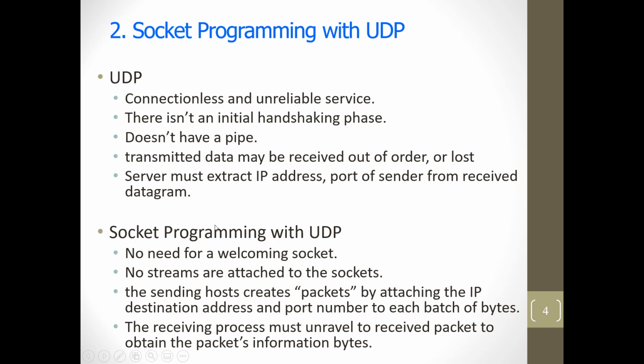Now, as far as socket programming with UDP is concerned, there is no need for any welcoming socket. You need not create any welcoming socket here. No streams are attached to the sockets. The sending host creates a packet by attaching the IP destination address and the port number to each batch of bytes. Just adding the IP address and port number is enough, and you can send it. The receiving process must unravel the received packets to obtain the packet information bytes. Whoever receives the packet is going to extract the IP address, the port number, the data, everything from the packet.